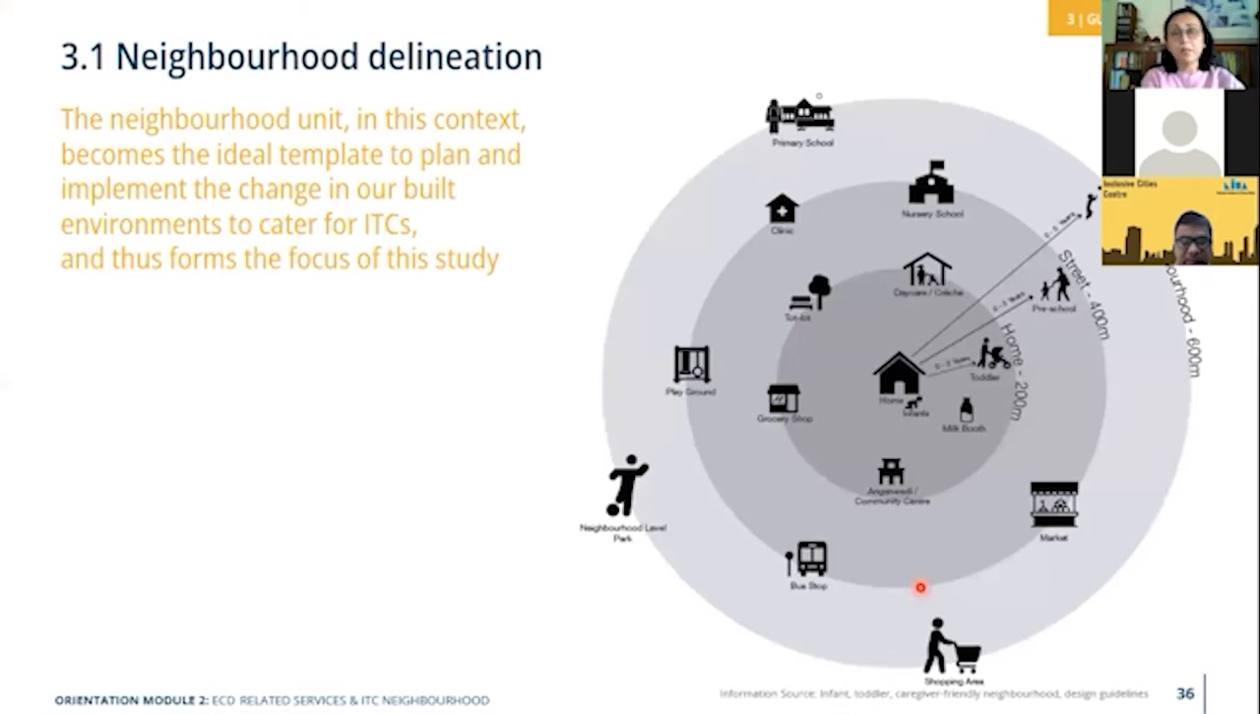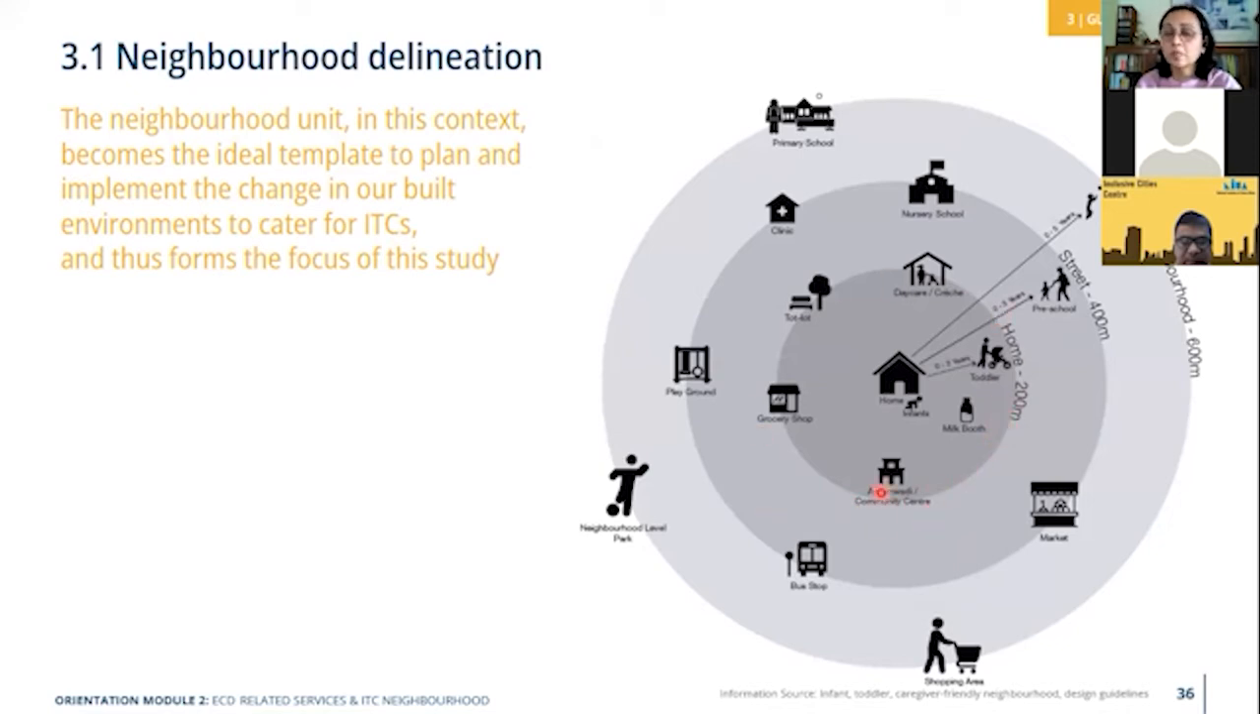So yesterday we discussed how, for ITC, infant and toddler caregivers, we understand the neighborhood. Safety is one of the major objectives of an environment which is safe for ITC, and we discussed yesterday that, I'm just revisiting this very quickly so that afterwards when we are discussing the guidelines we are more clear, a small child can only walk up to 200 meters.